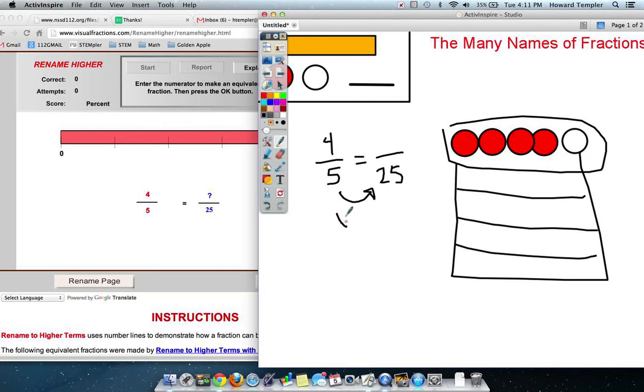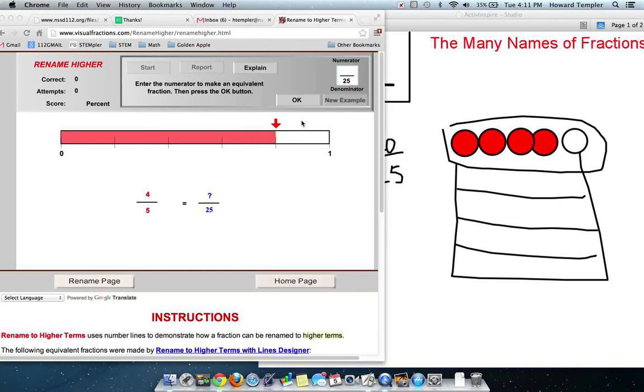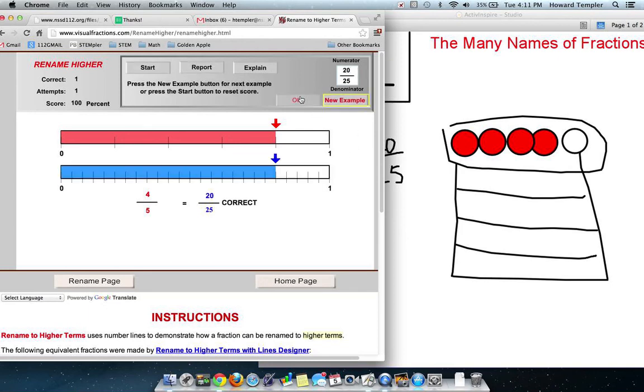So you're multiplying the number in each group times 5. Because you're going to need 5 rows of 5 to get to 25 total. Whatever you do to one side, you must do to the rest. And you could have recognized that right off the bat. I'm going to need 5 rows to get to the denominator of 25. And you would find that it's 20 out of 25. And so up here on the website, you would just write 20, you would hit OK, and you would see that you are correct. That's the first part. In the second part, we'll now talk about renaming and getting smaller, which is an even harder skill.